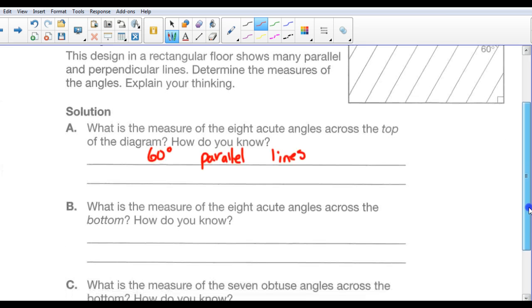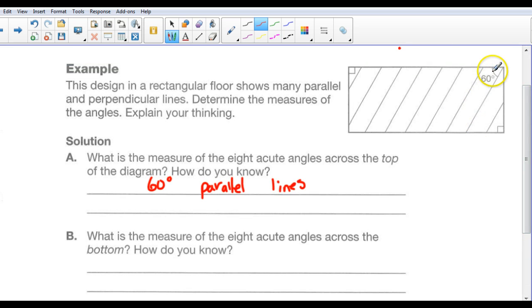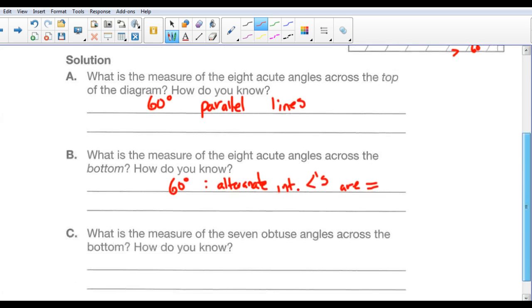What is the measure of the 8 acute angles across the bottom? Well, this is 60 degrees. This line here is parallel to that line there. Okay, and if they're parallel, cut by this transversal right here, that means that this is also 60 degrees. Alternate interior angles are equal, which means that every single acute angle here, here, here, here, and here are also 60 degrees. How do we know? Because alternate interior angles are equal. Okay, notice how I abbreviated here.